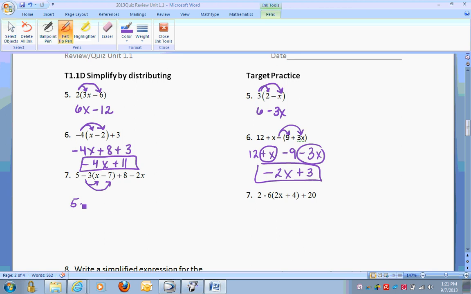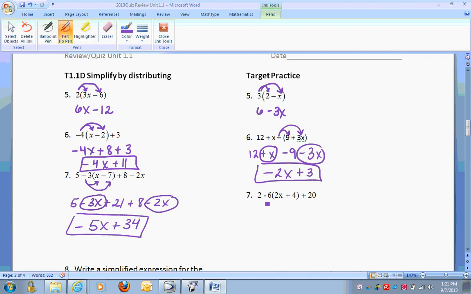Negative 3 times x is negative 3x. Negative 3 times negative 7 is positive 21. And then I bring down the positive 8 and the negative 2x. Now I'm going to combine like terms, so I combine my negative 3x and my negative 2x. That gives me negative 5x, and then 5 plus 21 plus 8 is positive 34.